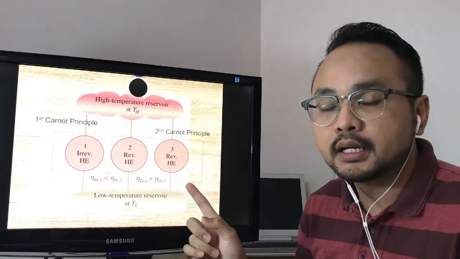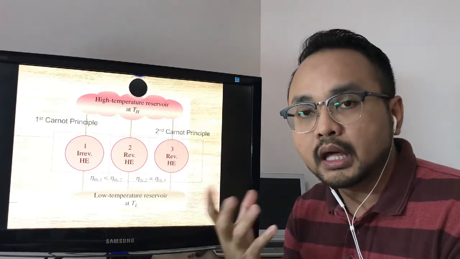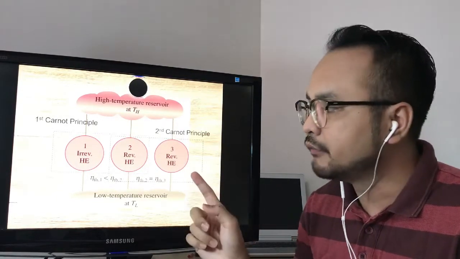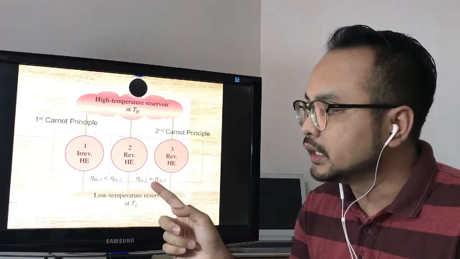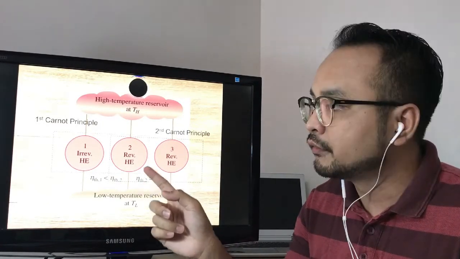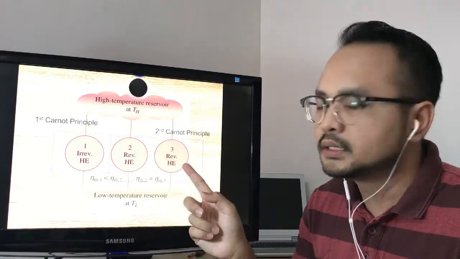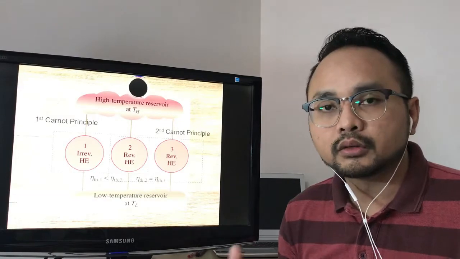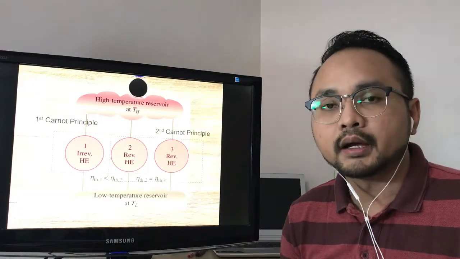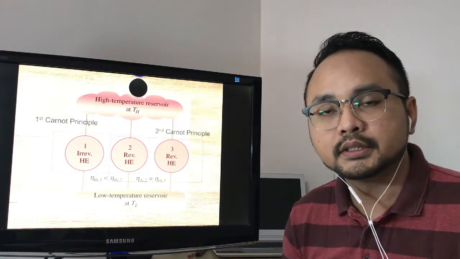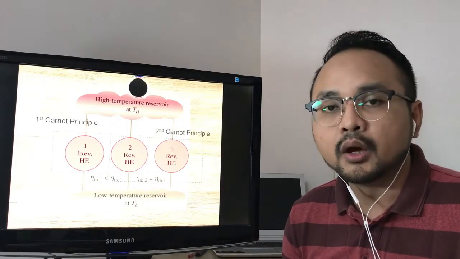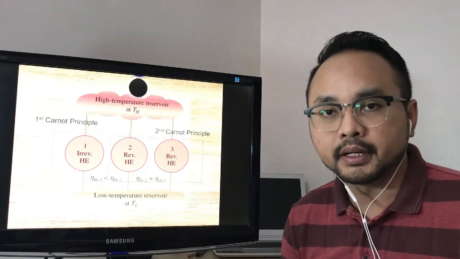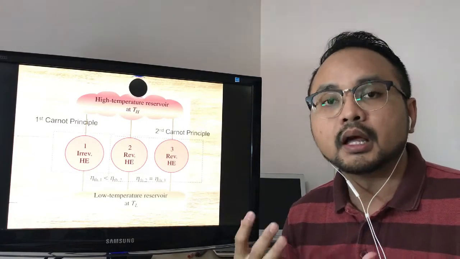Next, we have another heat engine, and we measure its efficiency, and it is identified that the efficiency of this heat engine is equal to the efficiency of the reversible heat engine. So this heat engine is a reversible heat engine. So we can conclude that in order to identify whether a heat engine is reversible or irreversible, we can do so through its efficiency, by comparing it with the efficiency of the reversible heat engine.